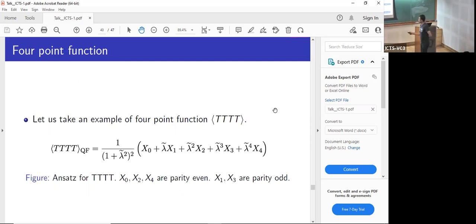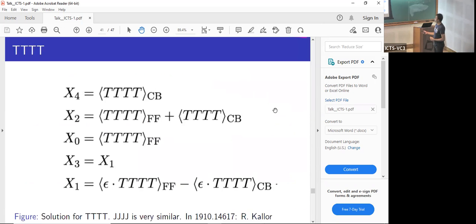So I'm going to discuss this TTTT 4-point function. You can show by doing some analysis that it has 5 different structures in a quasi-fermionic theory. Now, using the slightly broken higher spin equation, which I have not really shown you how to do, you can show that these are the 5 structures that I have determined.